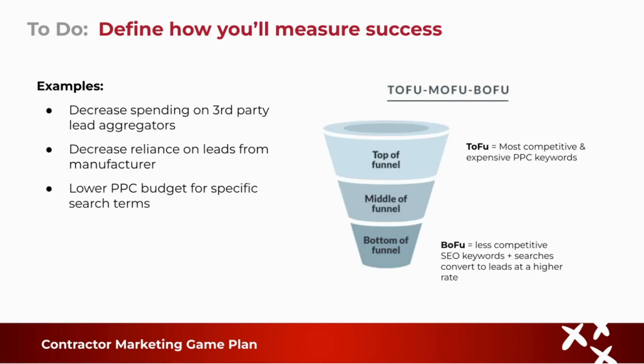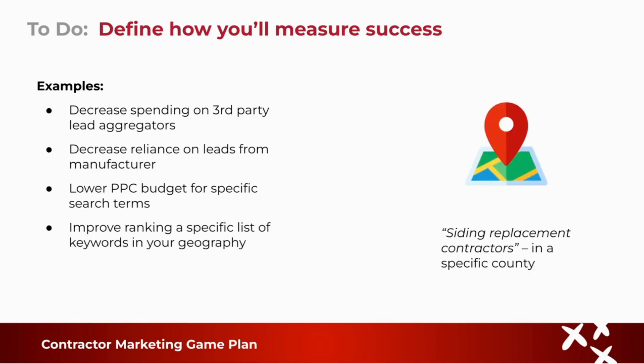Another goal example that we talked about in an earlier module, you may set a goal where you're spending more than you'd like to on PPC, and you're targeting those really competitive, what we call TOFU keywords. If you can rank for really strategic keywords on SEO, you can lower your PPC budget.